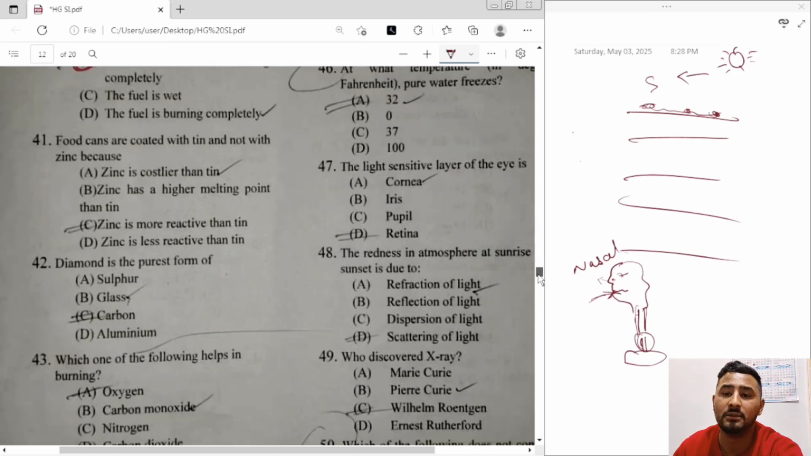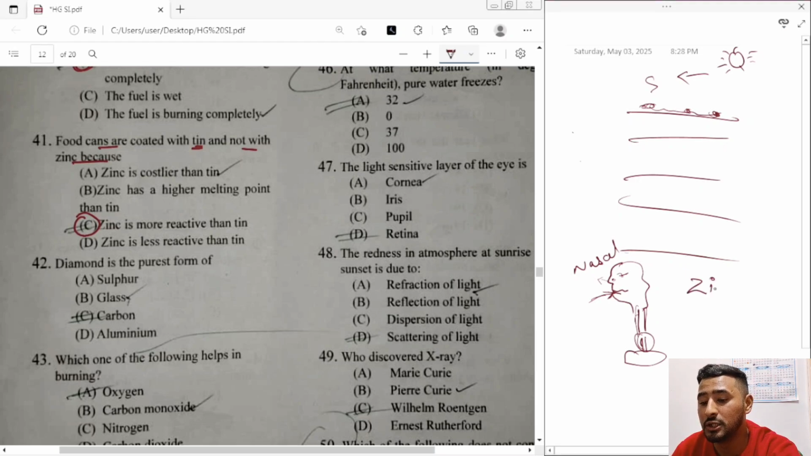You have maybe seen this in your houses also. Food cans are coated with tin and not zinc. Why? Because zinc is a more reactive metal than tin. Zinc plating is used in steel, you should remember. The roofs of our houses are coated with zinc so that it will protect from rusting.